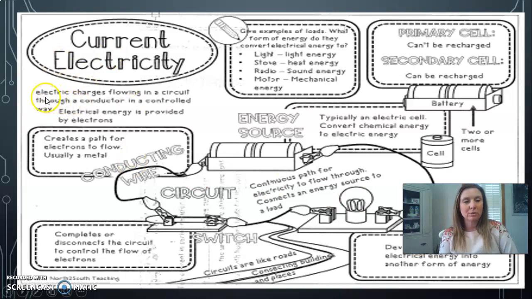So let's look up here and get some important pieces of information down. First, electric charges flow in a circuit through a conductor in a controlled way, meaning the energy is starting here. It's going to move through the wire. It's going to reach this little metal part, which is going to send energy to our resistor, which allows it to light up to produce energy. It's doing work, once again, all these things that we've been talking about. And then it's going to move back through in a nice little circle pattern.